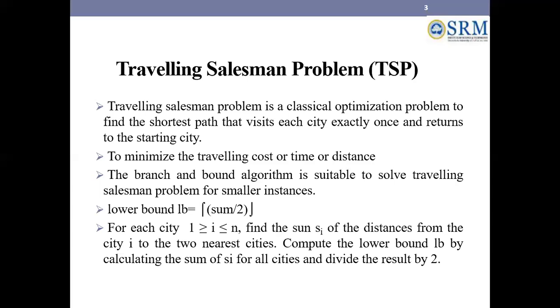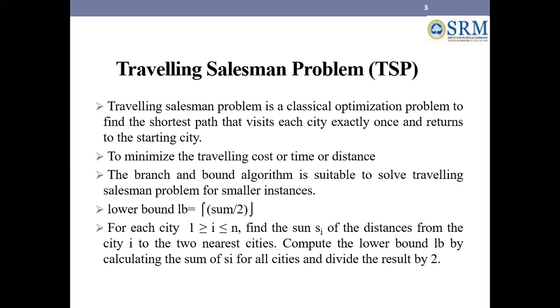Here, this is an example of a minimization problem. The traveling cost should be minimum. There are a number of paths available. We have to choose the path with the minimum cost. That is called traveling salesman problem. The cost can be traveling cost, or it can be time, or it can be distance. So the minimum path, the shortest path, can be taken as the optimal solution. So we are applying branch and bound technique to solve traveling salesman problem. So this is a minimization problem.